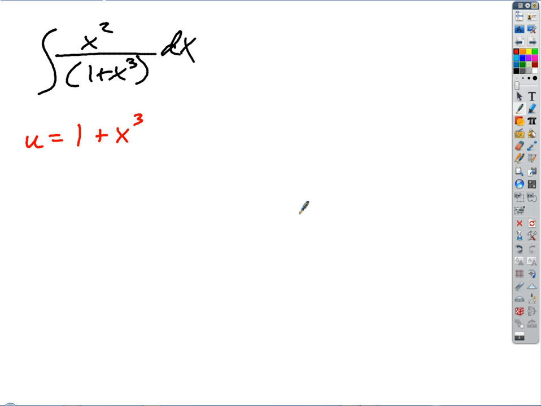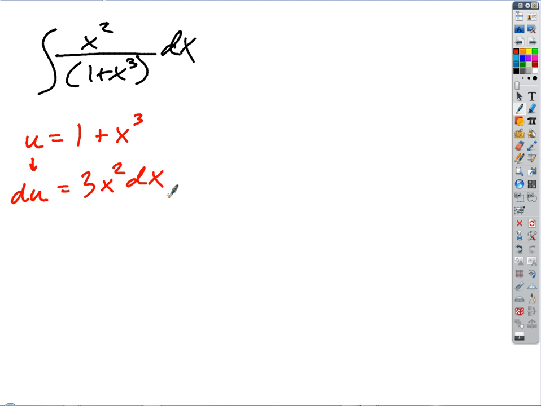Okay, so what's du then? 3x squared dx. Good, so if we differentiate the left side, we just get du, right? If we differentiate the right side implicitly, so we're not differentiating with respect to anything, the derivative of a constant is 0. Here we've got the power rule, right? So we get 3x squared dx.